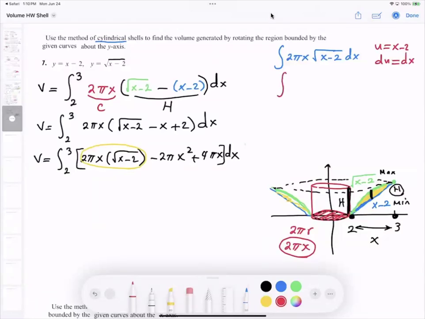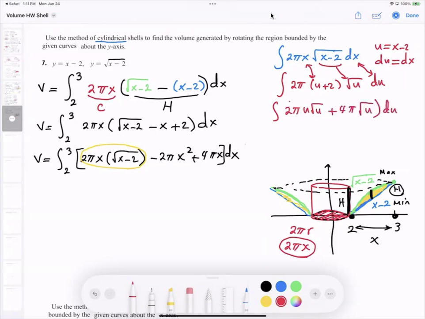So this integral becomes the integral of 2 pi, but what is x? You have to write x in terms of u. It's u plus 2, and this becomes square root of u du. dx and du are the same thing. Very good. So this integral, which is a little bit longer than usual, is the integral of 2 pi u square root of u plus 4 pi square root of u du.